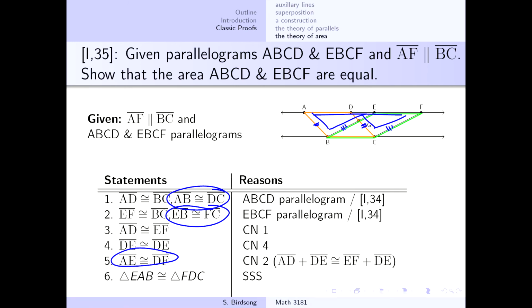Now we're going to use this in order to build to the area of the two parallelograms. Unfortunately, the area of the parallelograms is not exactly the same as this triangle, so we'll build up.